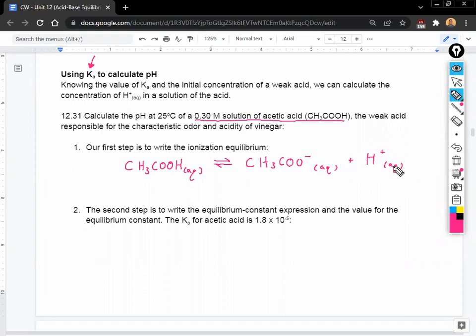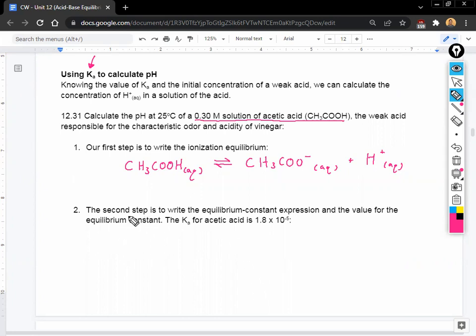Okay? So it doesn't matter. You can put it first, you can put it second. The position doesn't matter because those are the two things it dissociates into. If you switch them, that's perfectly fine too. Just keep the numbers in the right positions when you do the ice table later.